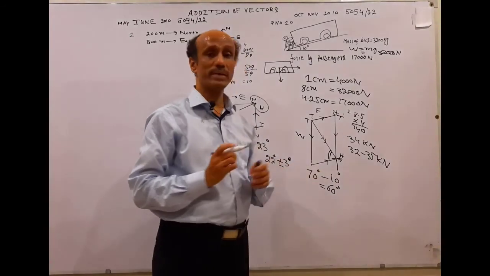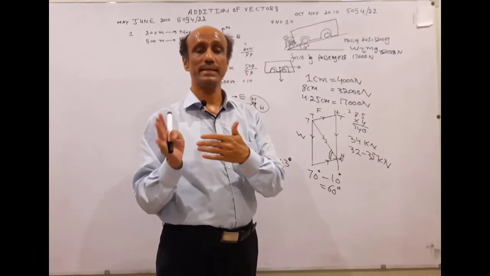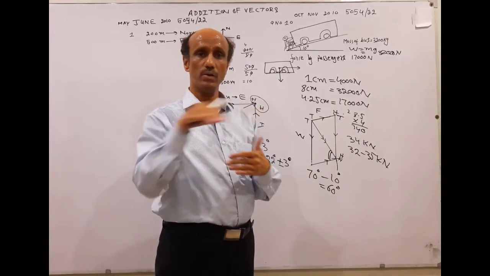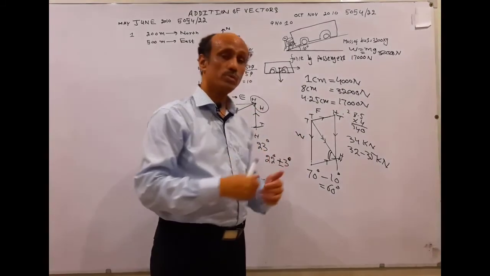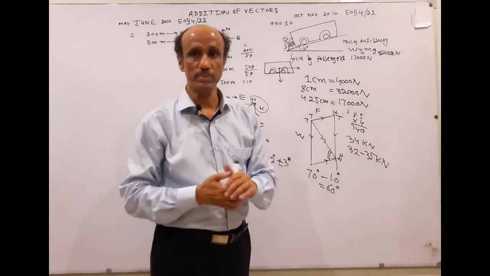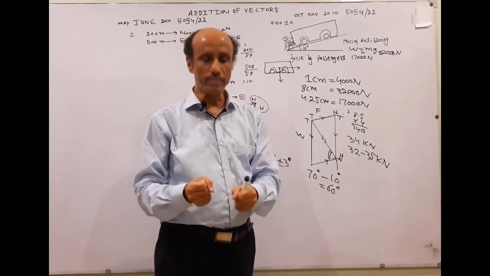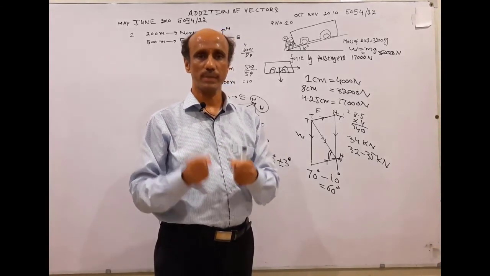So why have I subtracted the 10 degrees? Because the 10 degrees was already added to the horizontal. So now I am 100% sure that you have a strong grip on the completion of the parallelogram.